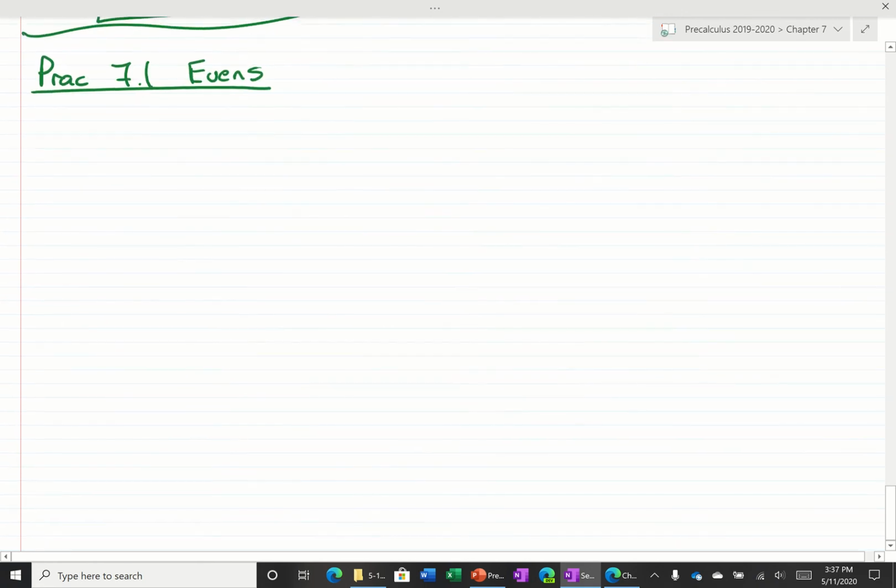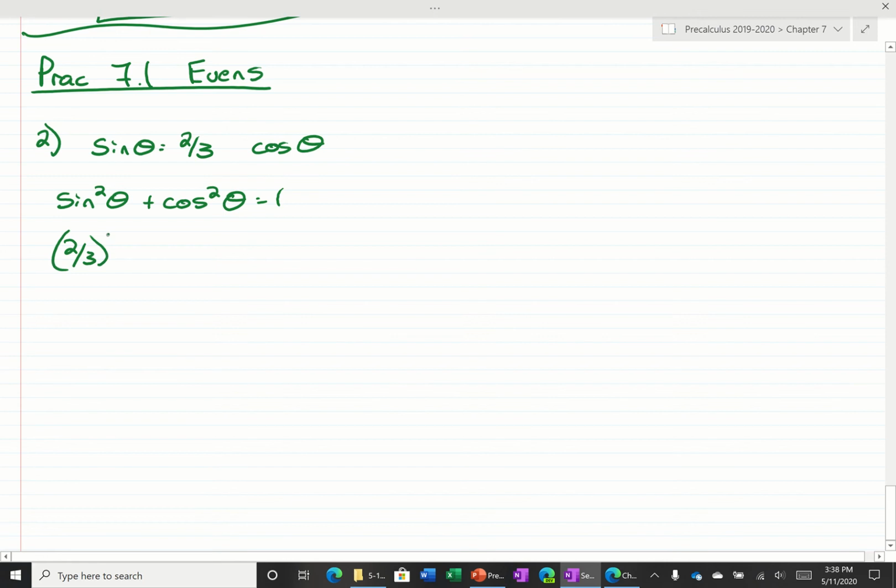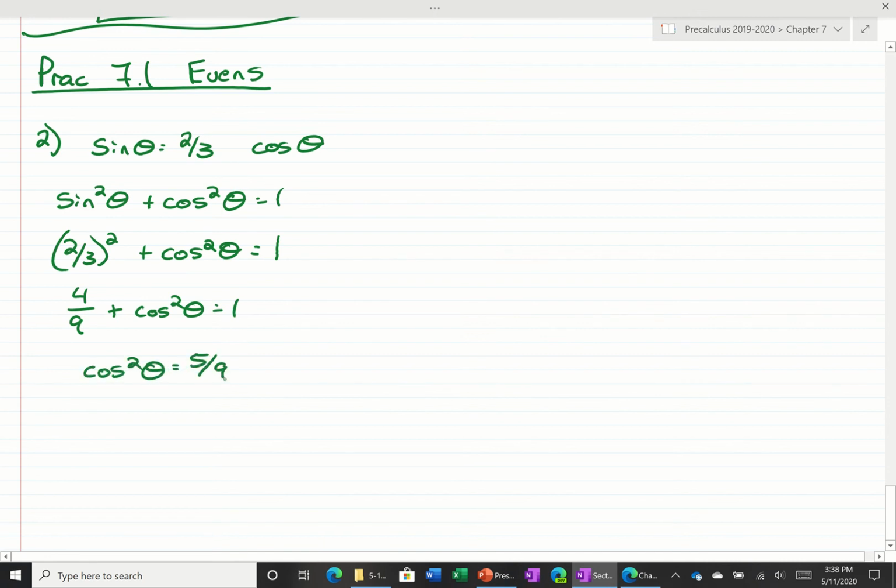On practice 7-1 the evens, problem number 2, it says if sine of theta is 2/3, we're going to find cosine of theta. And the formula that we could use to do this is sine squared of theta plus cosine squared of theta is 1. So 2/3 squared plus cosine squared of theta is equal to 1. So 4/9. We get that cosine squared of theta would be 5/9. And cosine of theta would be plus or minus square root of 5/3.